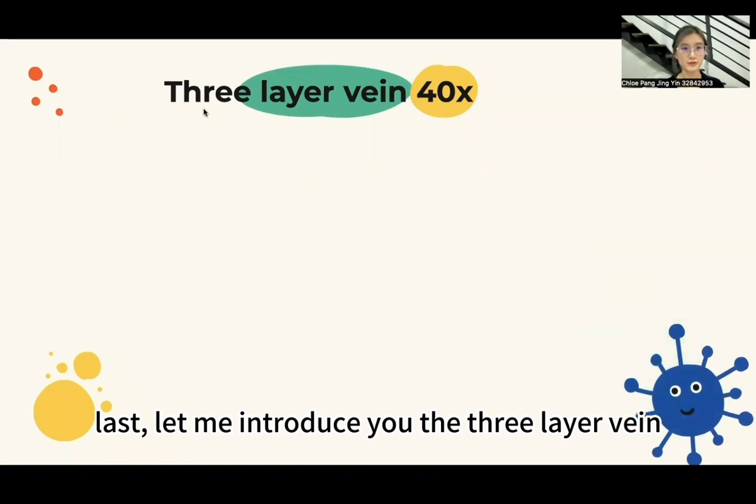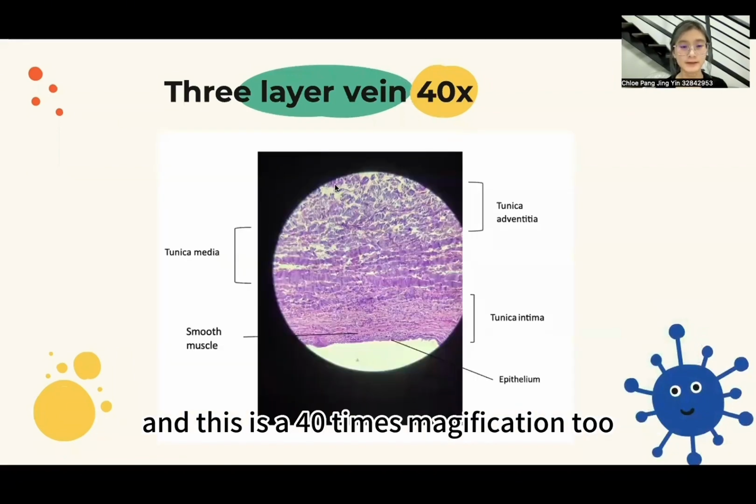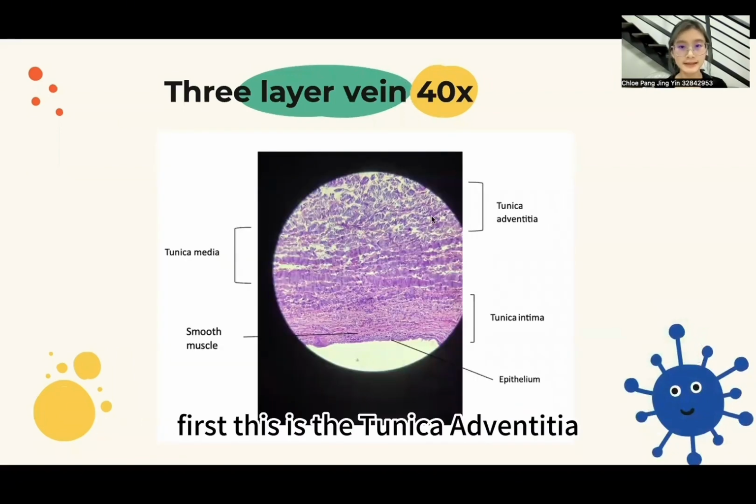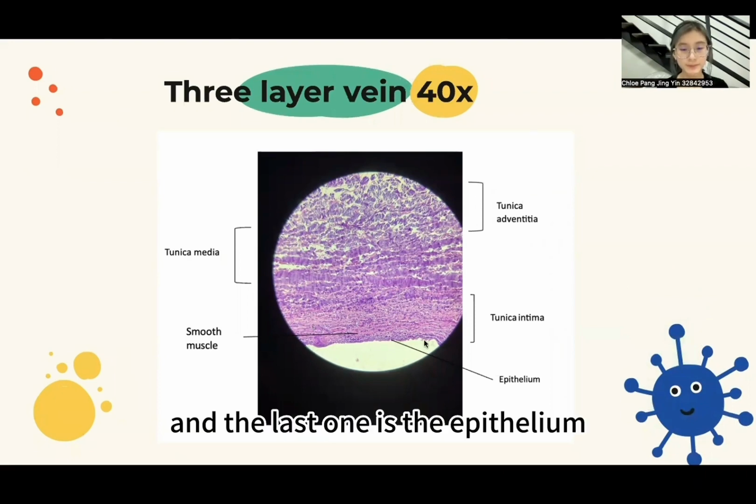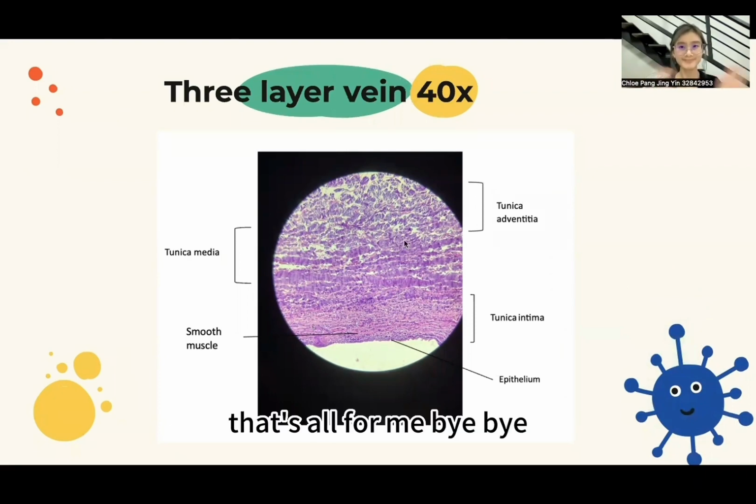Last, let me introduce you to the three-layer vein, and this is also at 40 times magnification. First, this is the tunica adventitia, tunica media, tunica intima, smooth muscle, and the last one is the epithelium. That's all from me. Bye-bye.